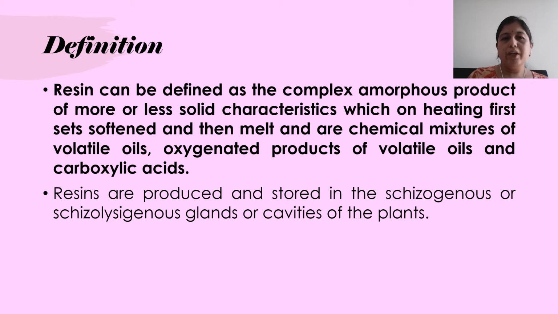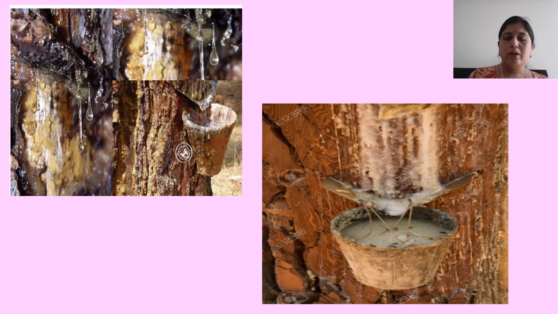If we look at the definition, it says that they are complex amorphous products of more or less solid characteristics, meaning they are solid and amorphous in nature, and when we heat them, they soften and then melt. If we do chemical testing, we will find that it is a complex mixture of volatile oils, oxygenated products of volatile oils, and carboxylic acids. Generally, they are produced in the schizogenous glands of the plants, or they are stored in cavities of various plants. As you can see in this slide, this is how the collection is done.